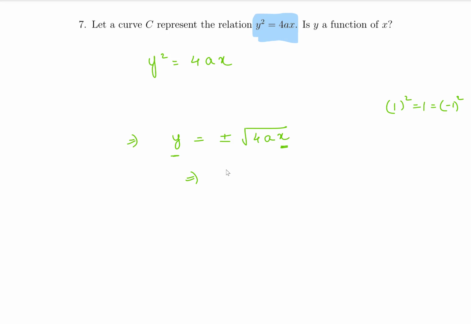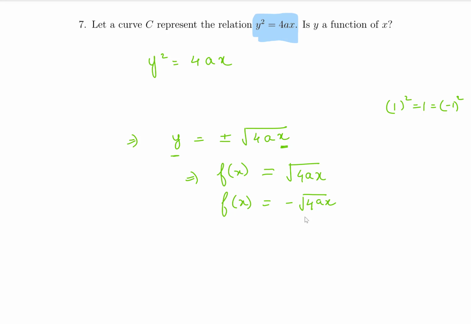So put it this way, I am basically saying f of x, assuming it's a function, is equal to root of 4ax, and f of x is also equal to the negative of square root of 4ax. And this is not allowed. For a single element in the domain, for a function, you should have only one image in the range. But here we have two different images for the same element in the domain. Therefore, this is not a function.